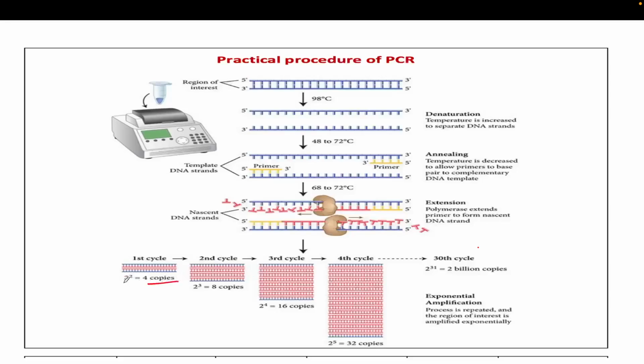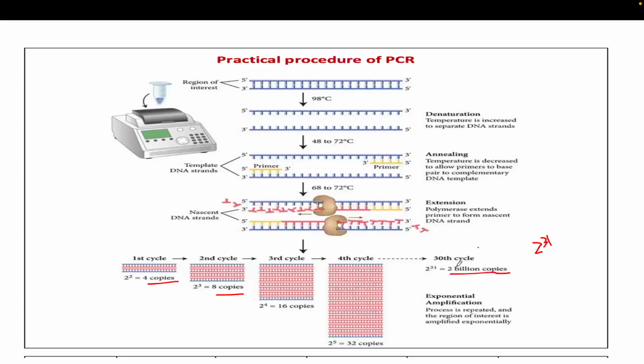So like that, if you see here, in the first cycle there will be 4 copies, because it is 2 to the power 2. In the second cycle it is 2 to the power 3, so 8 copies will be generated. So if someone asks you, on the 30th cycle how many DNA copies will be produced, it will be around 2 billion copies. On the 30th cycle it is 2 to the power 31.